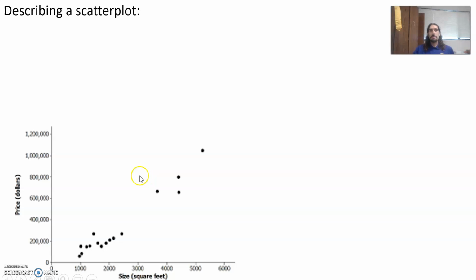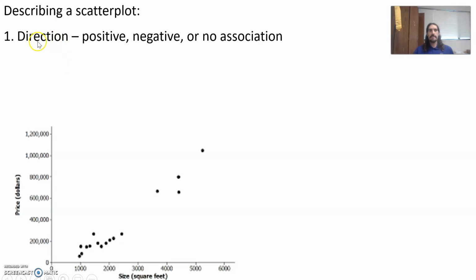Now it comes down to how we actually describe a scatter plot. So same as before, we've got four general ideas that we want to use when describing a scatter plot. First up, you need to say the direction. Is it positive, negative, or no association? Second, you should mention whether it's linear or nonlinear.